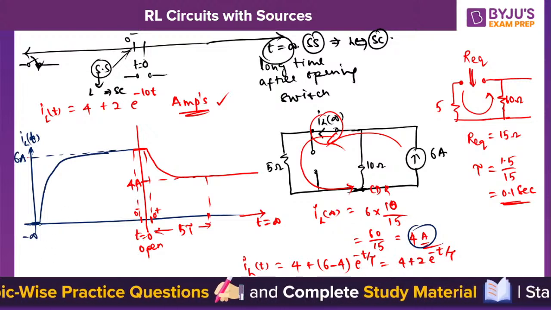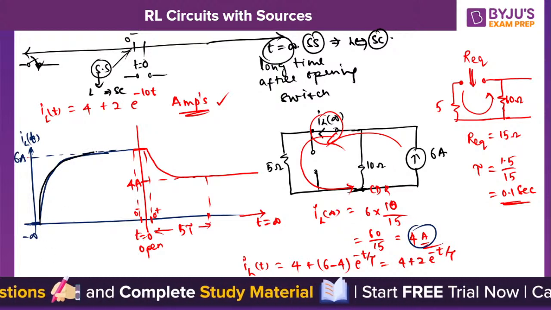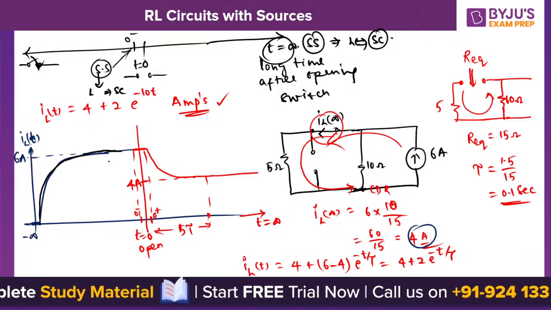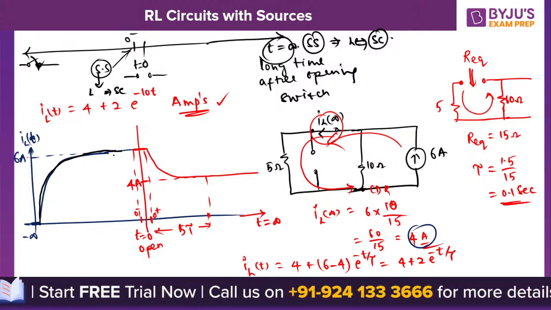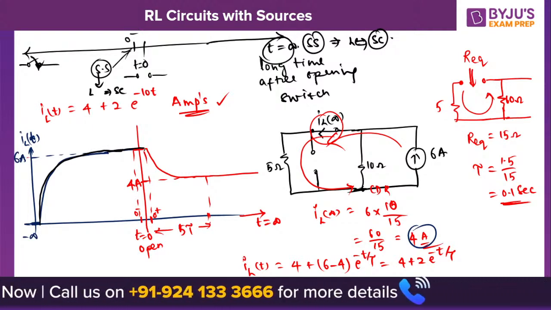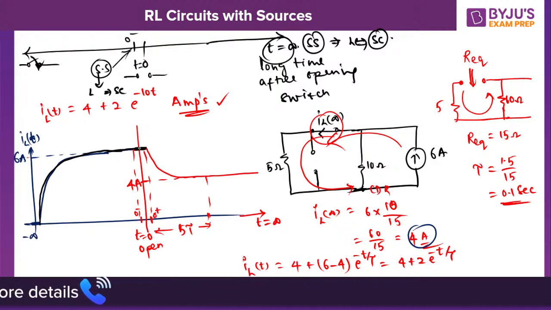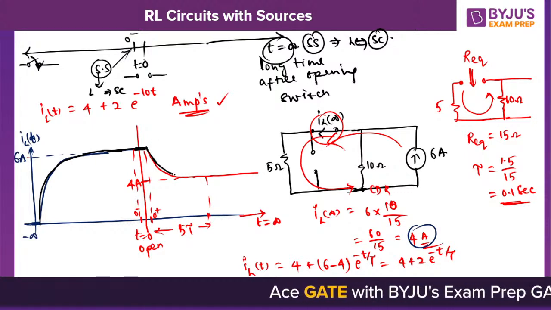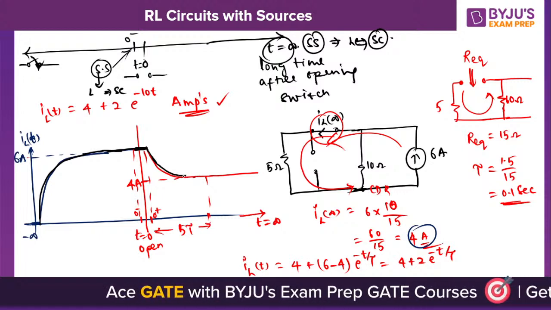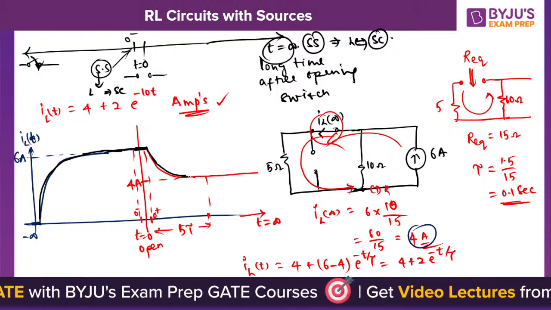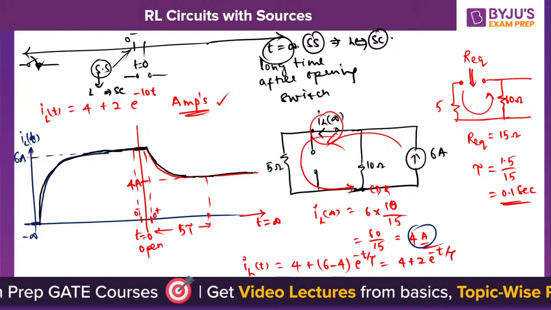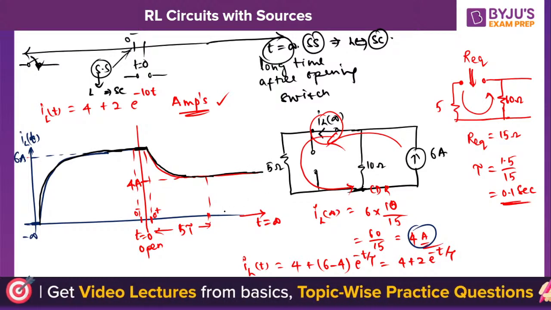Initially the inductor is storing energy because of the 6 amperes current source, and the switch is closed. Later, the moment the switch is opened, the inductor does not accept sudden changes in current. At t equal to 0, it maintains the same 6 amperes at t equal to 0 plus instant also. Now slowly, exponentially, it decays its value. Within 5 time constants it will decay to 4 amperes, and it will reach steady state again until you get a disturbance.